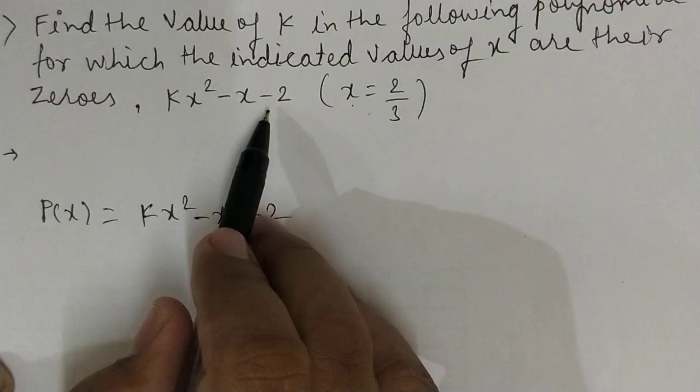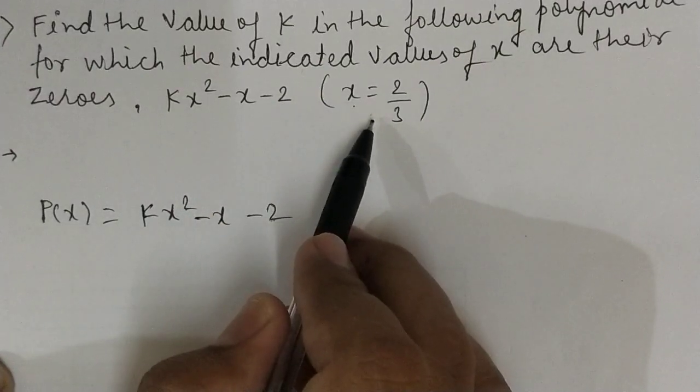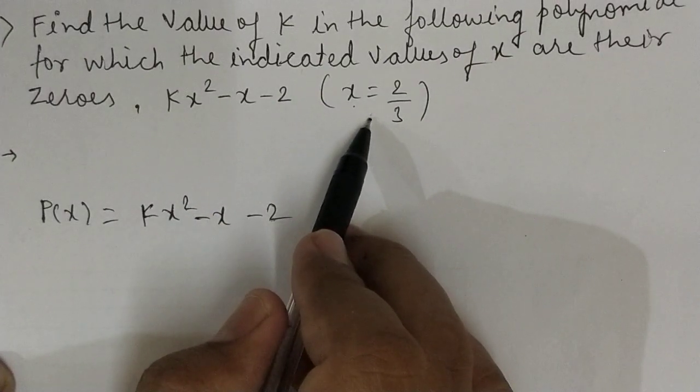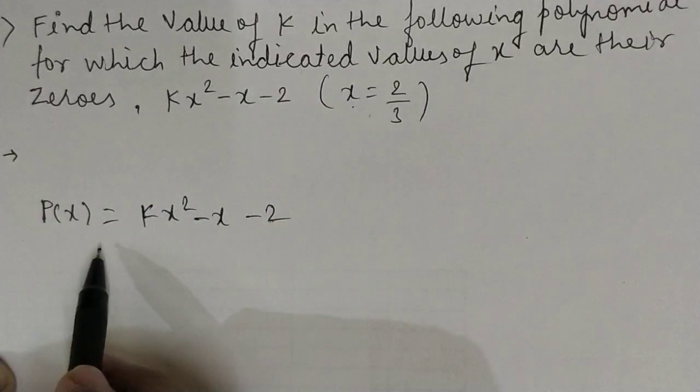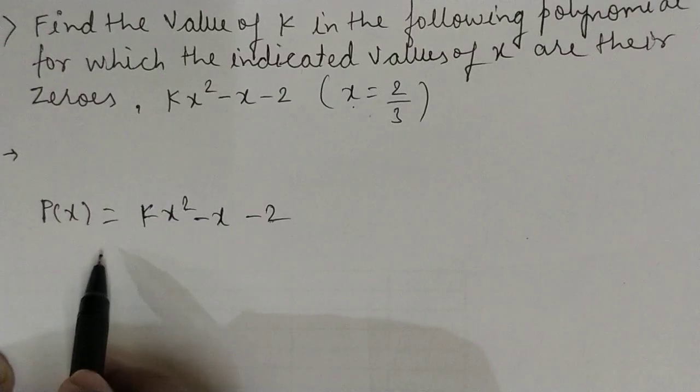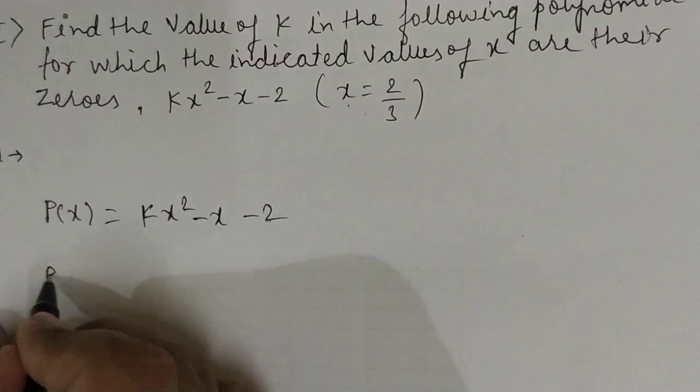It is also given that x equal to 2 by 3 is the zero of the given polynomial. If it is the zero of the given polynomial, then at x equal to 2 by 3 you will be getting p of x equal to 0. Clear? So I will write like this.